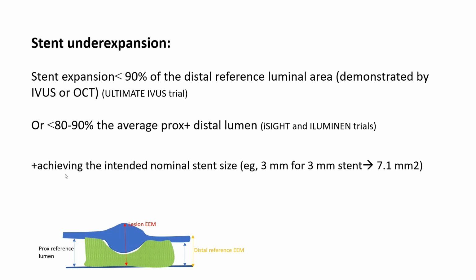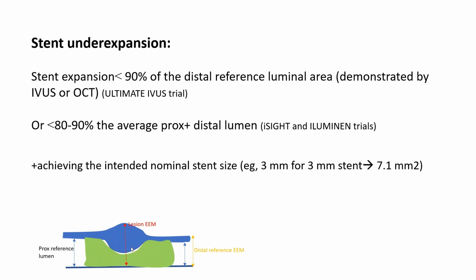Also, an easy way of defining stent underexpansion is achieving the nominal stent size. If you have a 3 millimeter stent, it should at least expand to a 3 millimeter lumen, which corresponds to 7.1 millimeter square area.